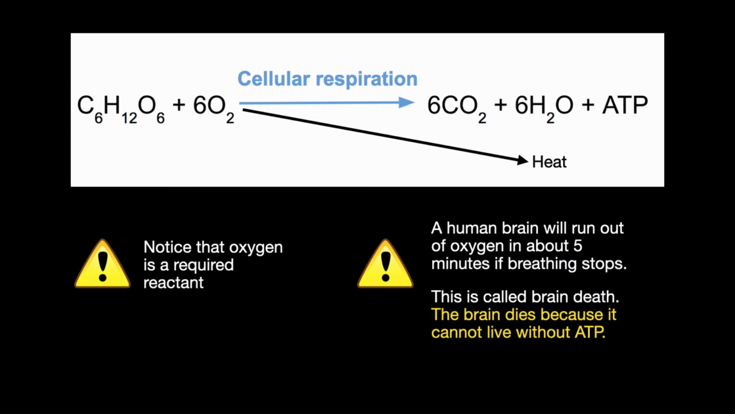The reason why the brain as a tissue dies is because it cannot live second to second without a constant supply of ATP, which it is making by doing cellular respiration. So I really wanted to reinforce with you guys that this is what keeps us alive. This is what happens constantly as our body breaks down the sugar in our blood, because that blood glucose is literally the fuel that's keeping everything going.